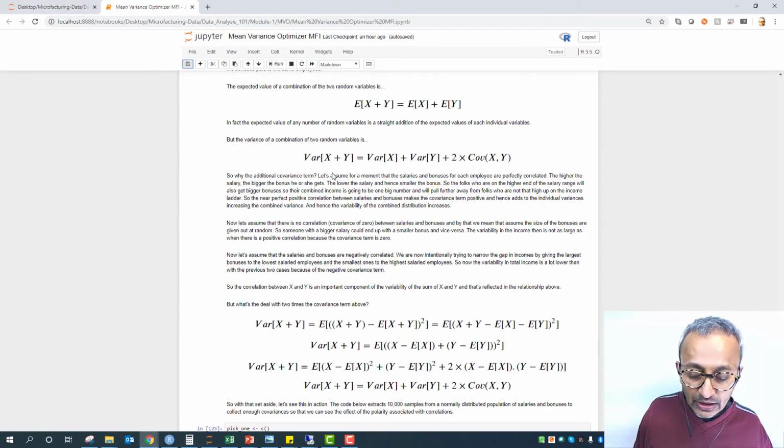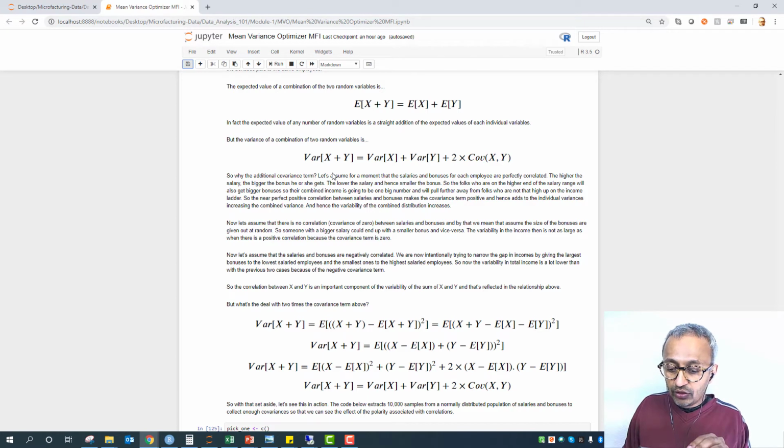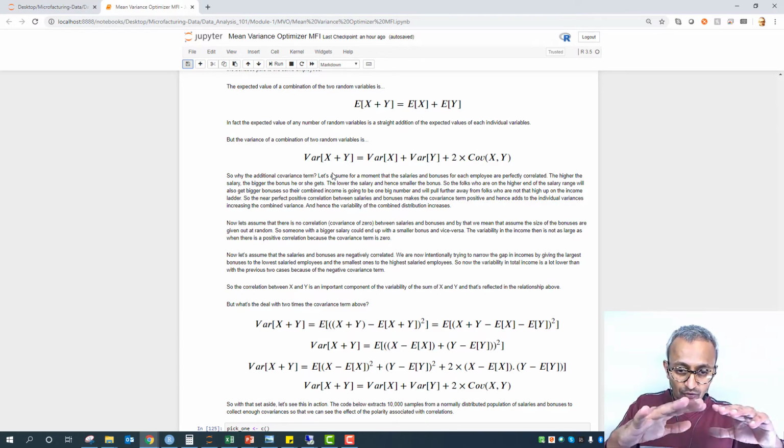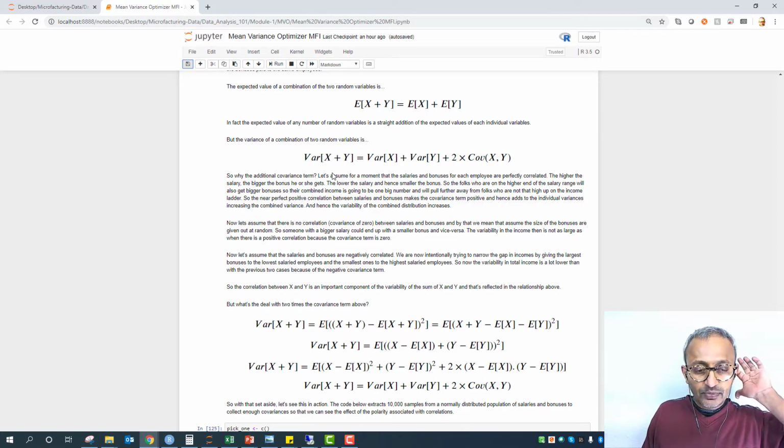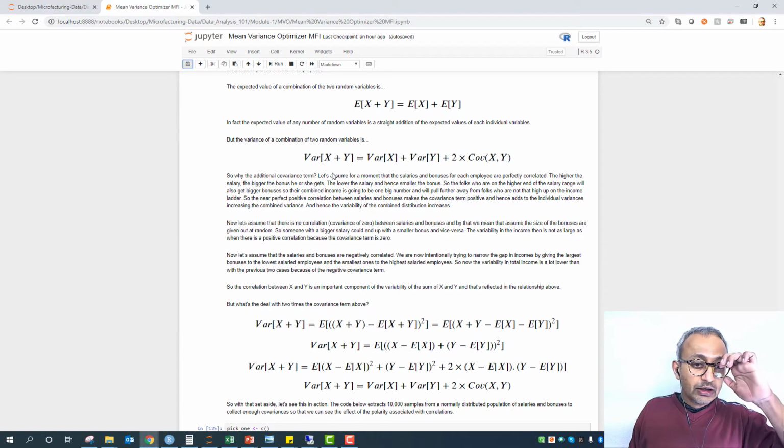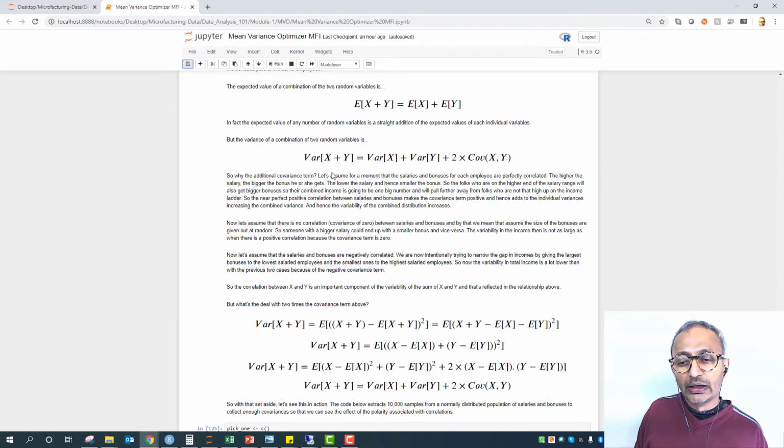Makes sense, okay, because the one who is making more is also going to make more bonus, so it's going to get pulled further away. The one who is making less is also going to make less bonus. He is going to be further away from the mean. If you look at the distribution, it is like this bell-shaped curve, right? Assuming that, okay. Now let's assume that there is no correlation between salaries and bonuses, okay.